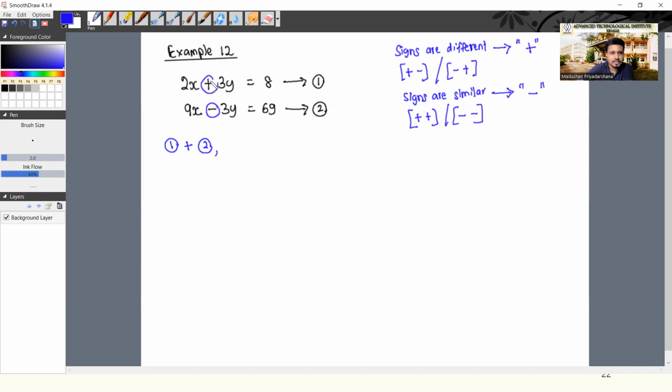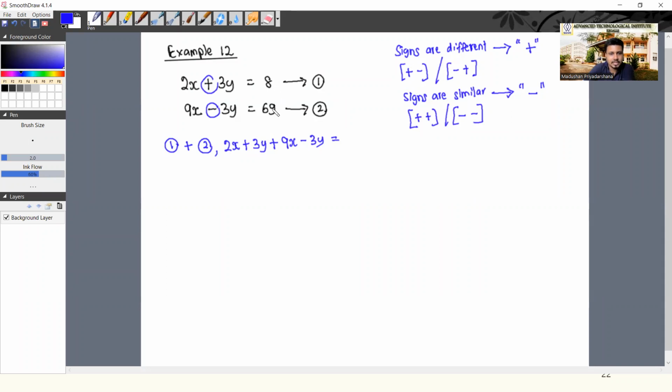So here, since the signs are different, we need to add these two equations in order to eliminate y. So let's add these two. 2x plus 3y plus 9x minus 3y equals what?